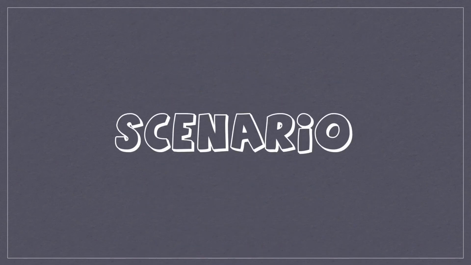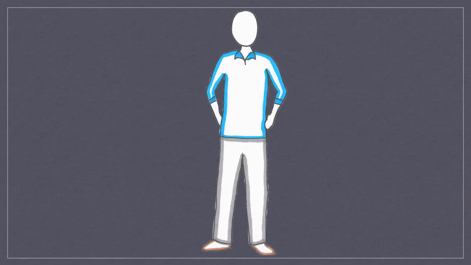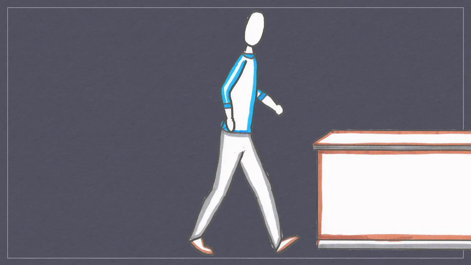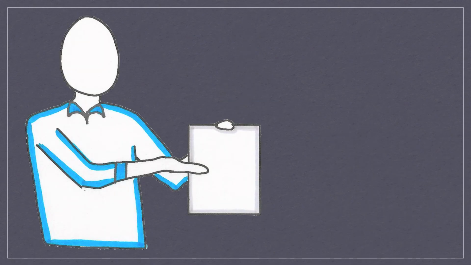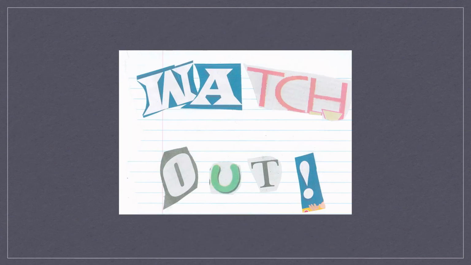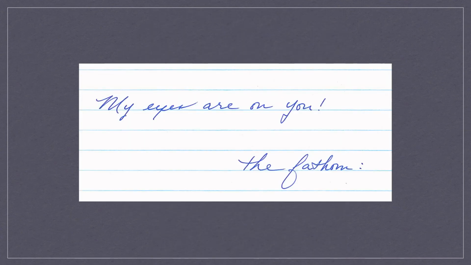So let's look at a scenario. This is Tom, and Tom is having a pretty great day until he got back to his desk from lunch and he found a note. The note said, "Watch out, my eyes are on you." Now, the villain in this scenario made a fatal mistake. They signed their sheet. And luckily, Tom had a plan.